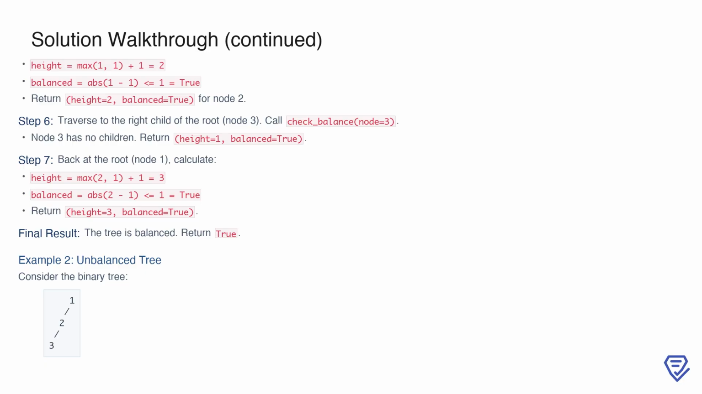Now, we traverse to the right child of the root, which is node 3. Node 3 is a leaf node with no children, so its height is 1 and it is balanced. Finally, we calculate the height and balance status of the root node, node 1. The height is computed as max(2, 1) + 1 = 3, and the tree remains balanced because the height difference between the left and right subtrees is abs(2 - 1) = 1. Therefore, we conclude that this binary tree is balanced, and the function returns true.